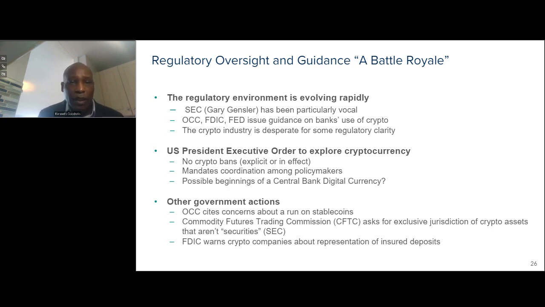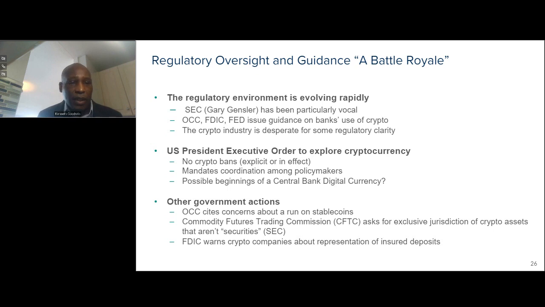What essentially happened earlier this year was President Biden's executive order to explore cryptocurrencies. Essentially, there were no crypto bans. There was a mandated coordination among policymakers, which is actually happening now, possibly beginning with central bank digital currency. That's the digital dollar. I would say that's probably more certain to actually happen because there are countries around the world exploring this idea. We'll see a little bit later where that's at.